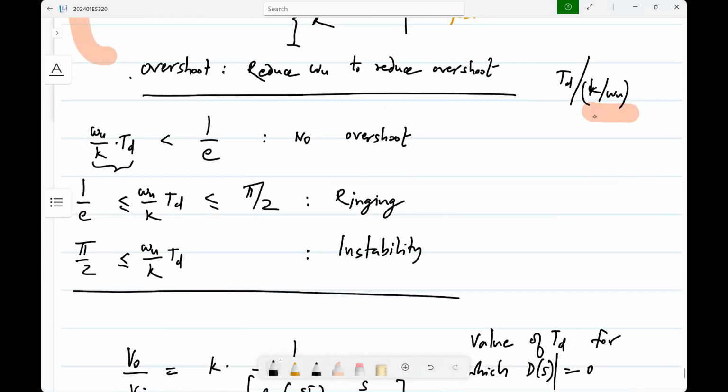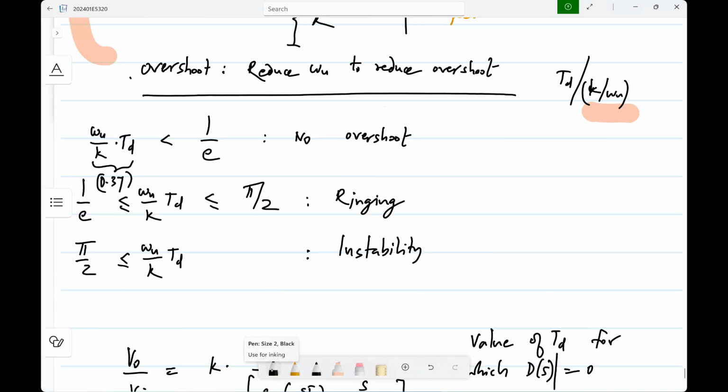So you can see what happens. For very small values of Td, you will actually not have ringing. We discussed the possibility of ringing with the delay, but this is what happens. And once Td reaches 1 by e, how much is that approximately? 0.36 or 0.37 or something. So the delay is 0.37 times k by omega u, that is 0.37 times the time constant of the ideal system. If you have that much, you will start to have ringing.